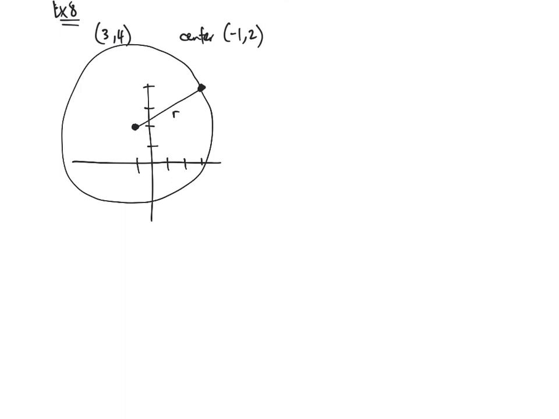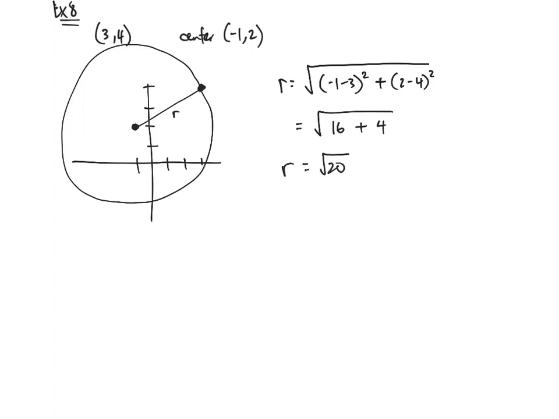The first thing you need to do is find out what the radius is, right? Using the distance formula, we go -1 minus 3 squared plus 2 minus 4 squared. That would be -4 squared, which is 16. This would be -2 squared, which is 4. So the radius is the square root of 20. Now you have all the information you need. You've got the radius, which is not pretty, and you have the center, which is (-1, 2).